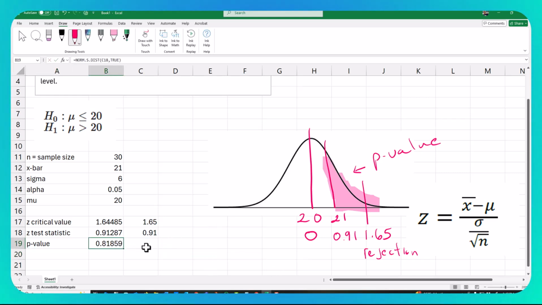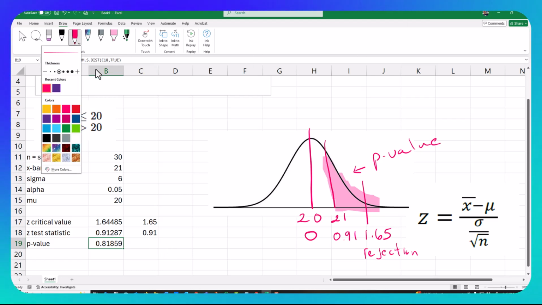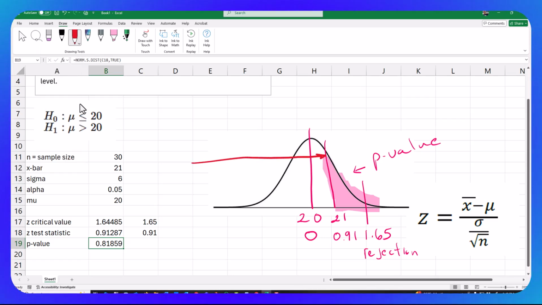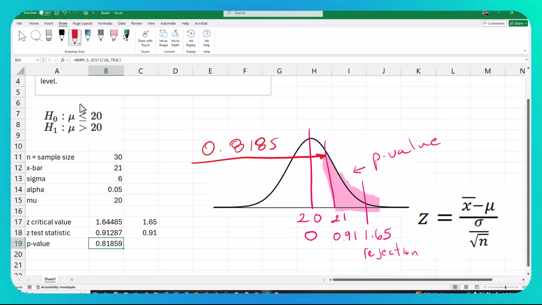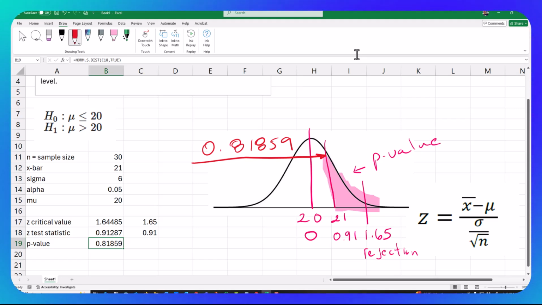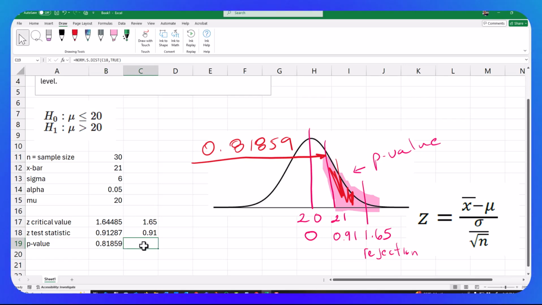But there's a problem. This isn't the real probability. Why not? Because what this actually gives us is the probability to the left, so that's this value, 0.81859. Why? Because that's just how the tables work. They go from the left all the way up to that value. We want this side over here. Well, that's pretty easy to get. All probabilities add to 1, so this would equal 1 minus this value.